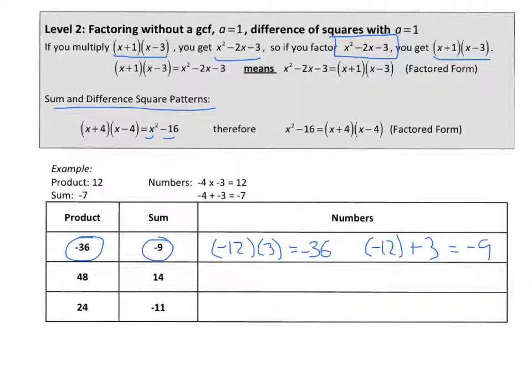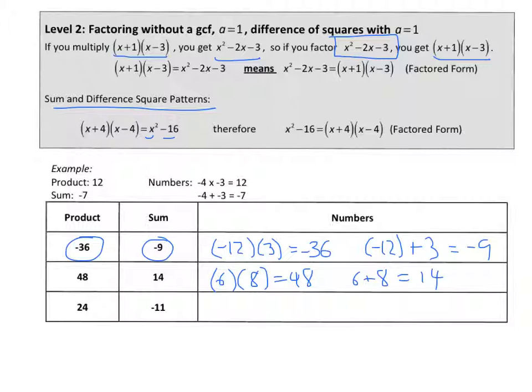Okay, now feel free to put me on pause and see if you can do the next two. Okay, for 48 and 14, we want two numbers that multiply to 48 and add to 14. Both positive, so this time it's going to be two positive numbers. I would do 6 times 8 is 48, and 6 plus 8 is 14.